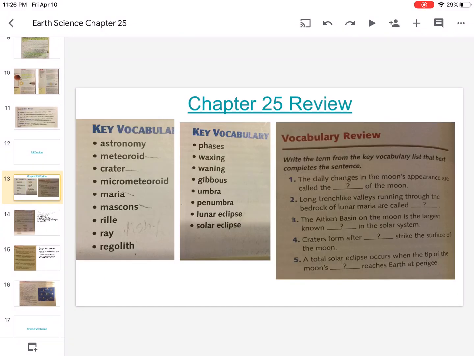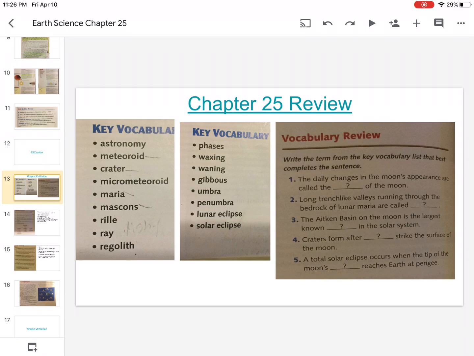Okay, so part of your assignment is, at the end of the chapter, there is a chapter review. It's on page 568. Number 1 says, the daily changes in the moon's appearance are called the blank of the moon. So you're going to look at that. What are the daily changes? What do we call it?